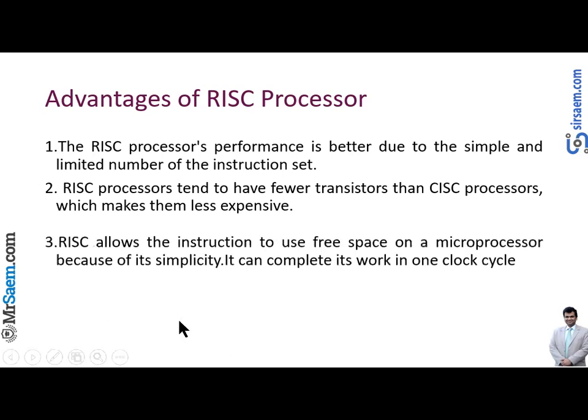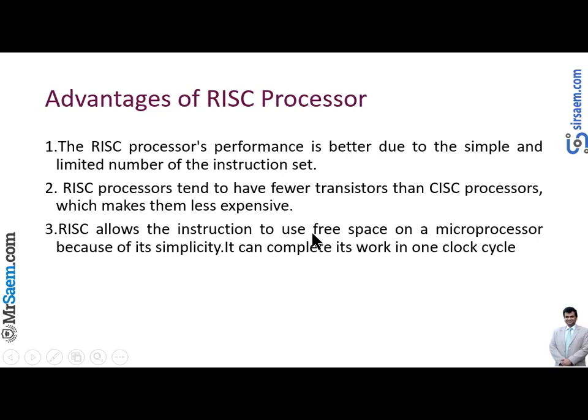Right. Okay. CISC allows instruction to use free space on microprocessor because of simplicity. It can complete its work in one cycle. Obviously, जब आपकी एक ही command जाएगी, एक instruction जाएगी और फिर वो execute होती रहेगी बार-बार, so it will be able to free up faster. So since it will be performing faster, better, you will be having more free space. So the first point leads to the third point. It's directly proportional. Get my point?